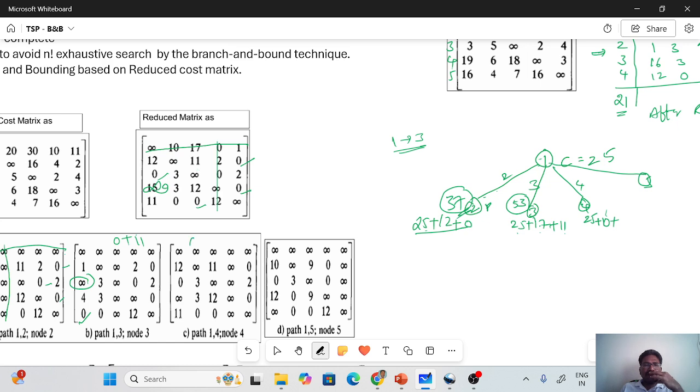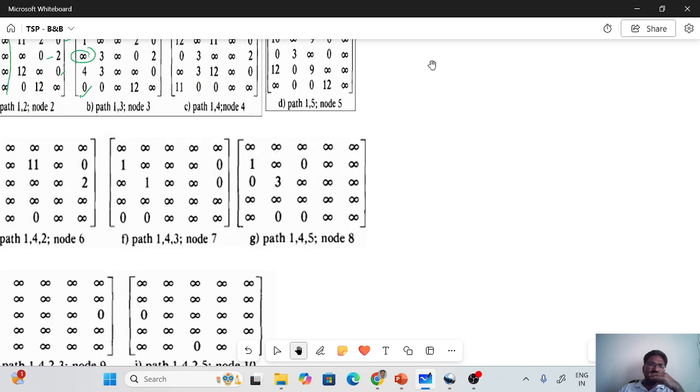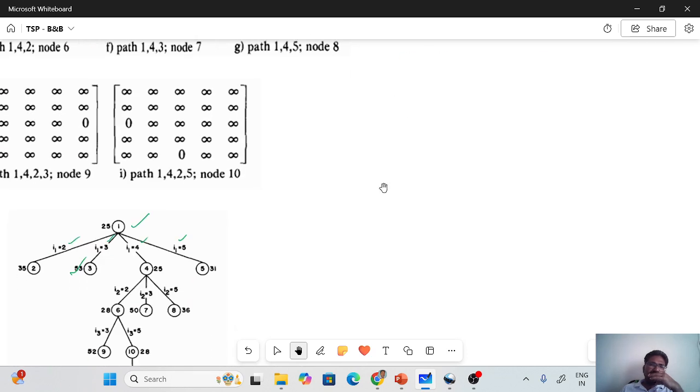What is the row reduction? 0. Now check the column reduction. 0 0 0 0. Nothing is there. So then what about this node cost? 25 only. So for the node 4, what is the cost we are getting? 25. So it does not add any row reduction or column reduction.